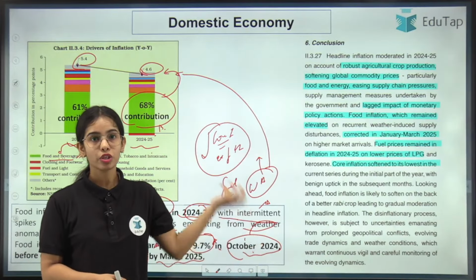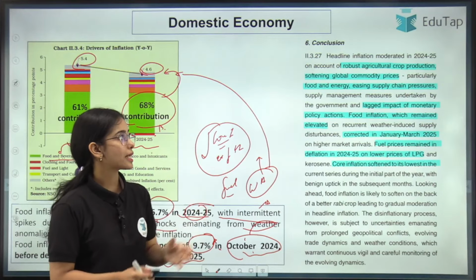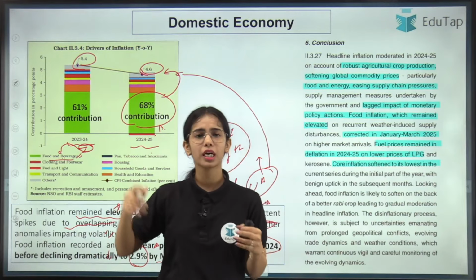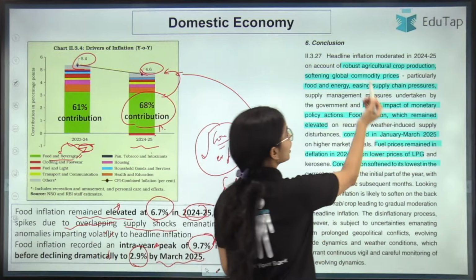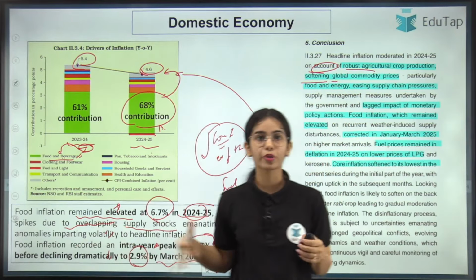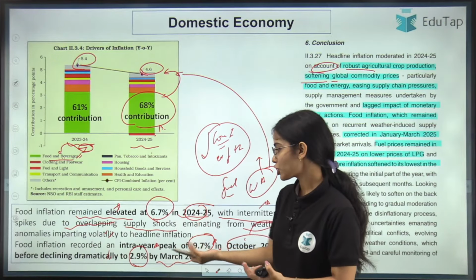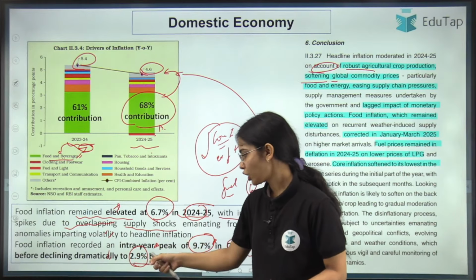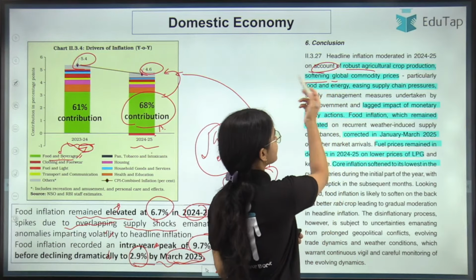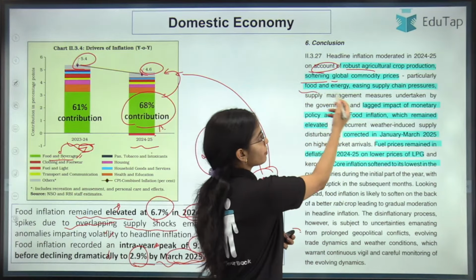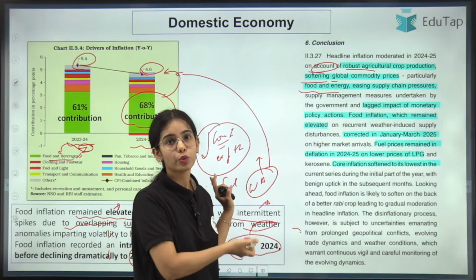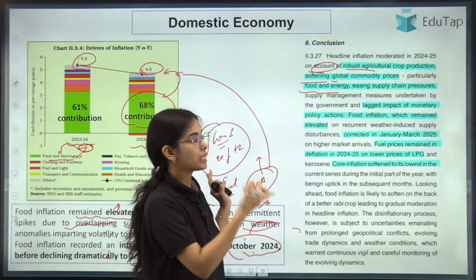Now this is the conclusion for the inflation part. You can understand that headline inflation has moderated from 5.4% to 4.6%. This is because of the robust agricultural crop production. Agricultural crop production increased in our country, due to which food inflation was able to come down by March 2025, and global commodity prices have started to soften. Food and energy prices especially softened.